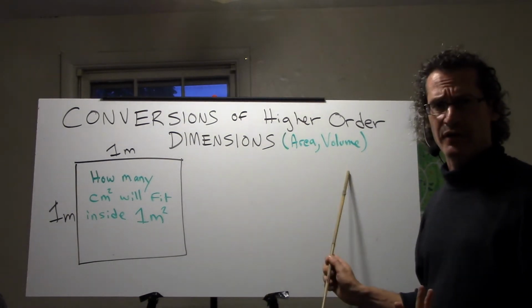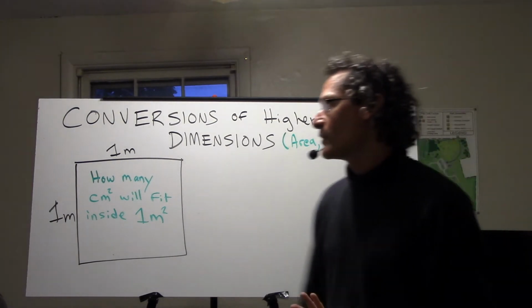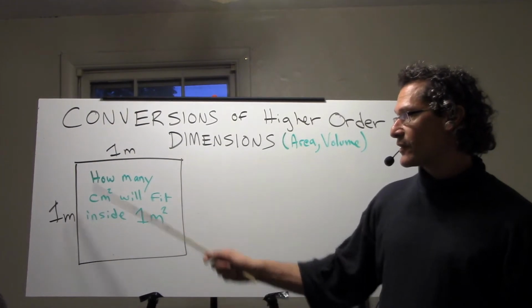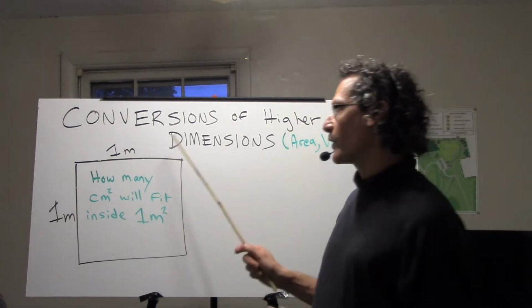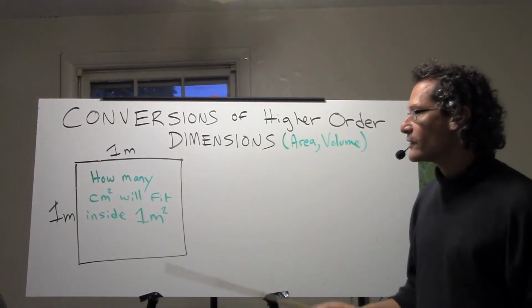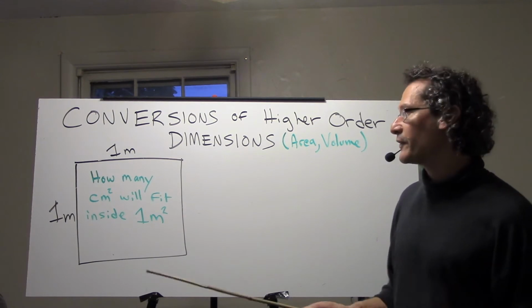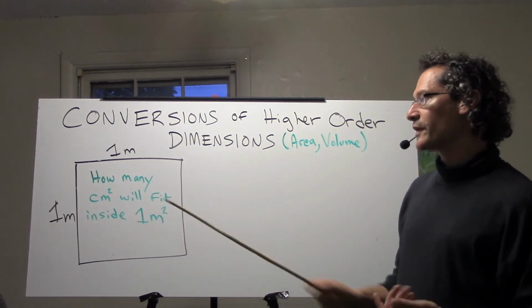Last in the series of conversions, we're going to do unit conversions of higher order dimensions. We're looking at area and volume in that case. They are higher order in terms of length, okay? So the situation we have here is as follows. We have a square, and let's say it's 1 meter by 1 meter. Width is 1 meter, height is 1 meter, and so we want to determine how many little centimeters square will fit in there. How many tiny little squares that are centimeters will fit inside 1 meter squared?